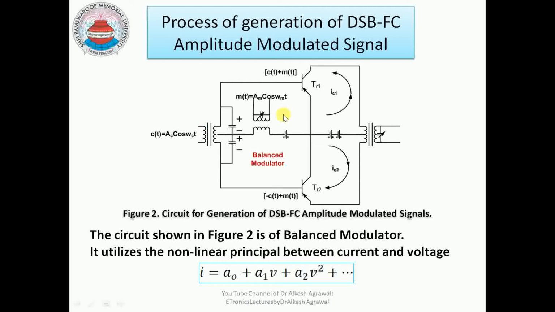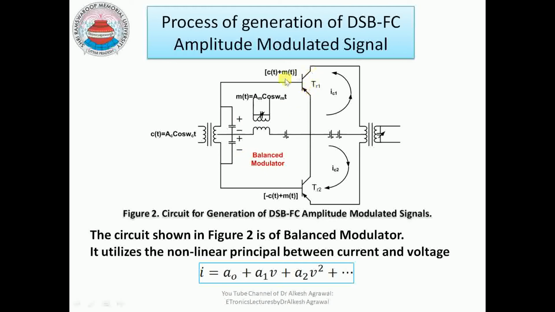Now again we have a class A push-pull amplifier, where at this input terminal we are feeding a carrier signal Ac cos omega_c t. At this input terminal we are feeding m(t) = Am cos omega_m t, that is the message signal. When this carrier signal is fed, it is induced at this point with positive polarity, and at this point with negative, reverse polarity.